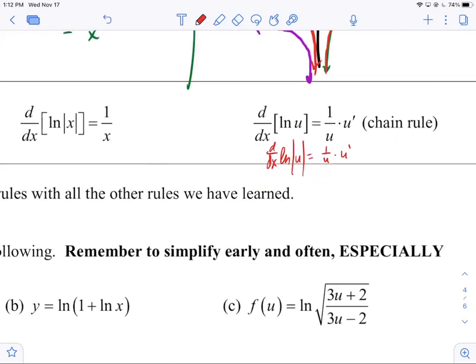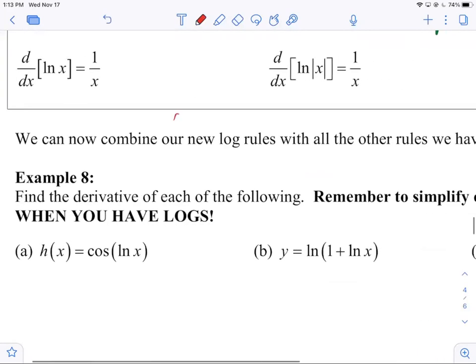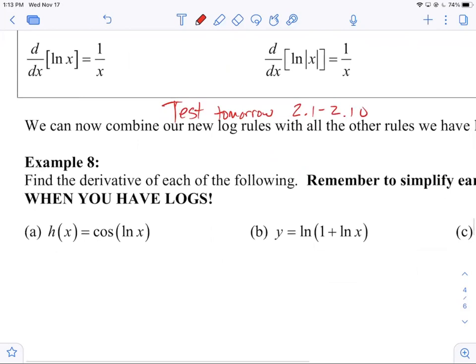Okay, so test tomorrow, just real quickly, test tomorrow. Because we've really covered everything, and it's 2.1 through 2.10 essentially. Yeah. Part multiple choice, part free response.